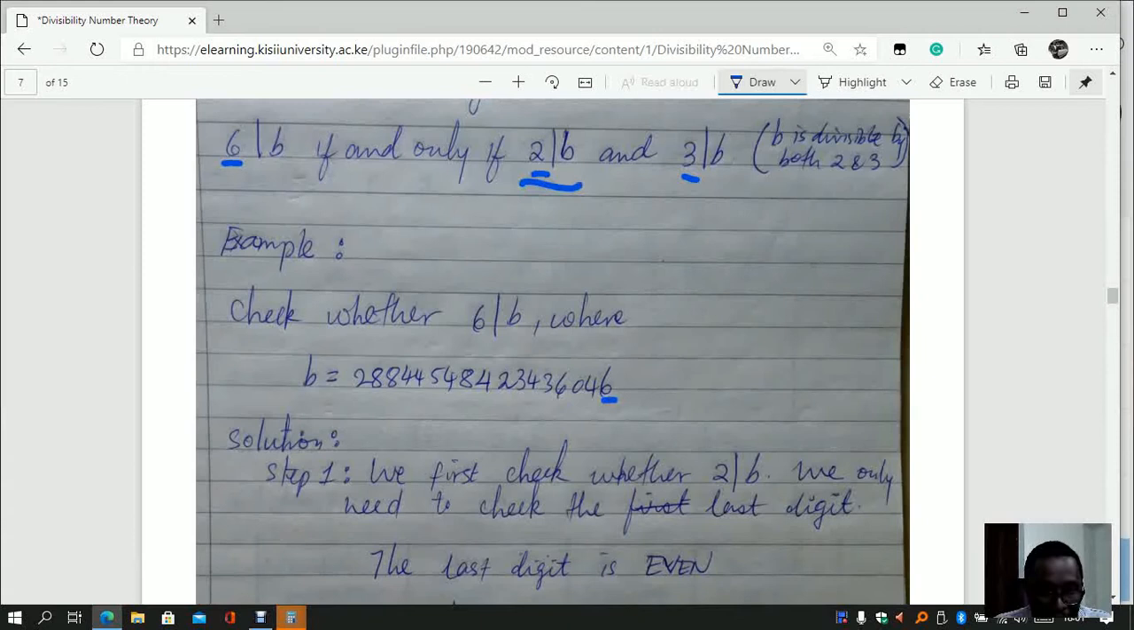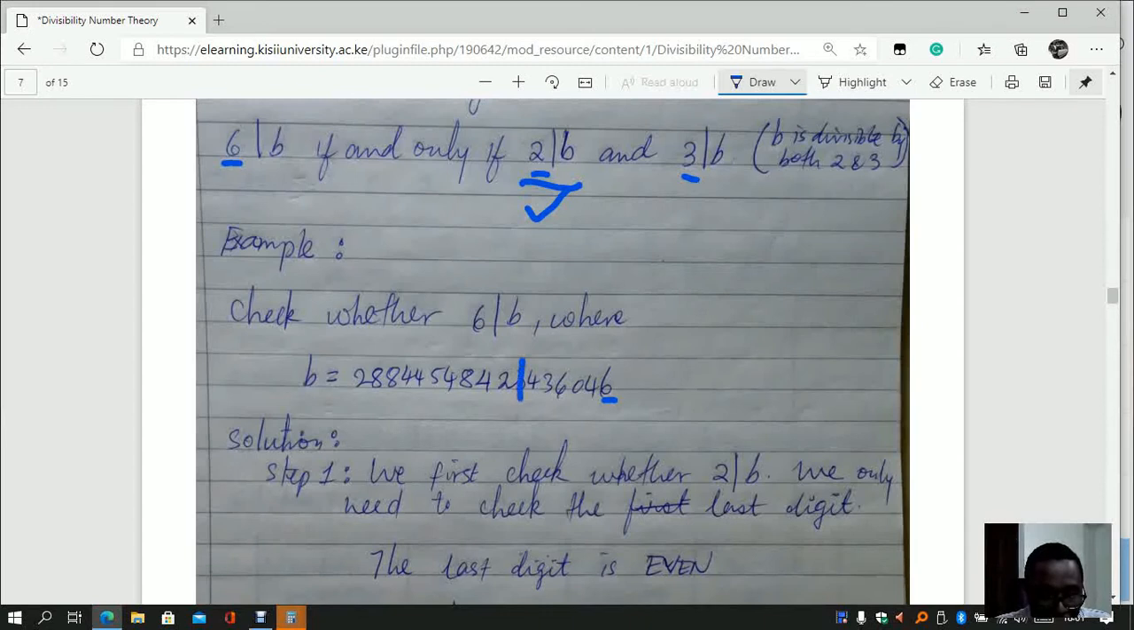It's an integer. It's an even number, so definitely 2 divides this number. And then we go to this one. Does 3 divide this number? What happens? We come here.